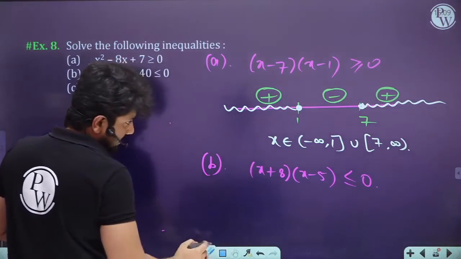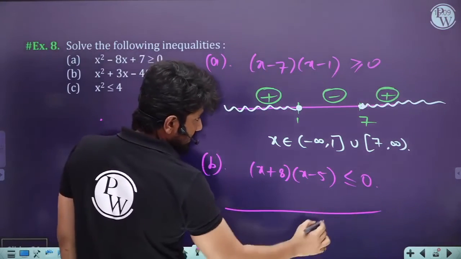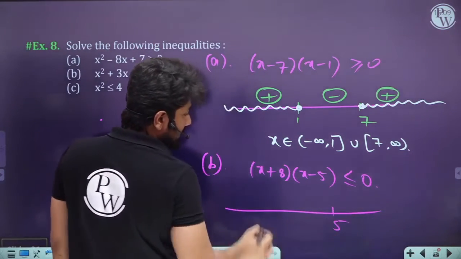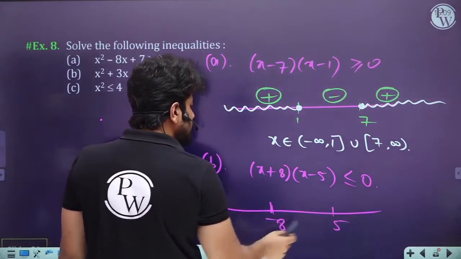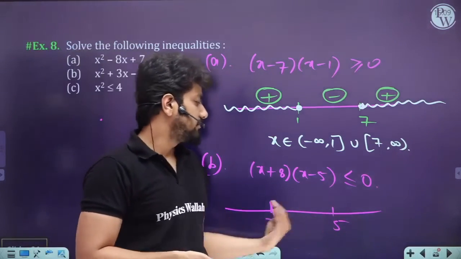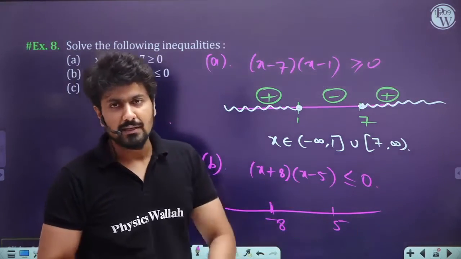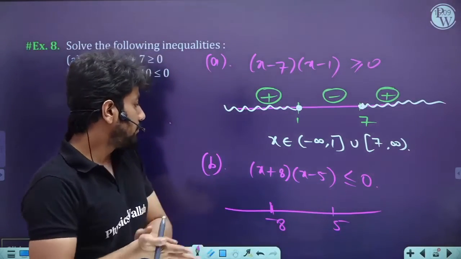Now after this it's very simple. There are two critical points. The critical point for this factor is 5. The critical point for this factor is minus 8. Okay, mark the numbers on the number line very carefully. Sometimes what does a student do? They write 5 to the left of minus 8. That will be wrong. 5 will be to the right of minus 8, correct? So mark the critical points.